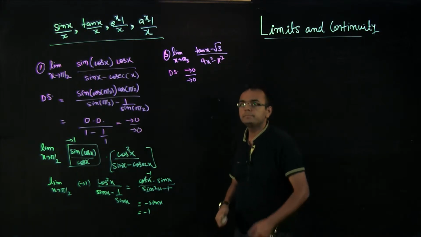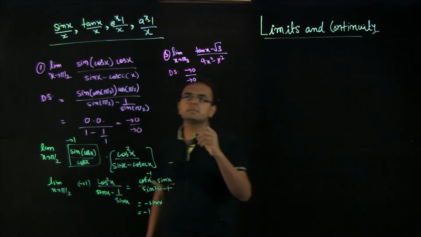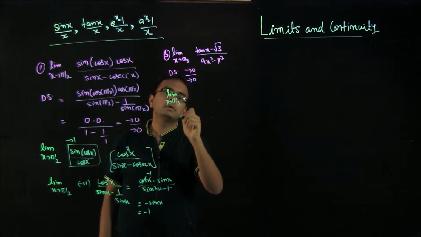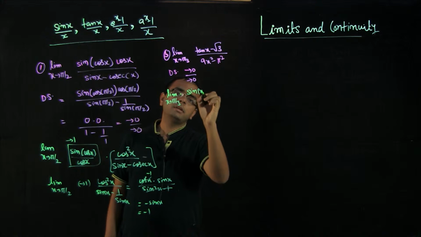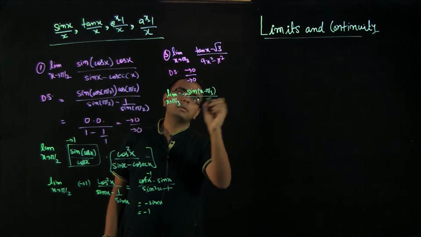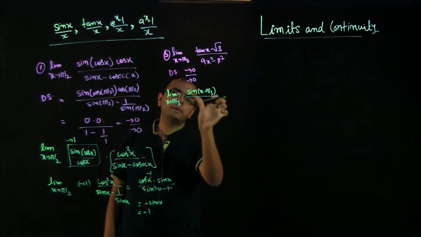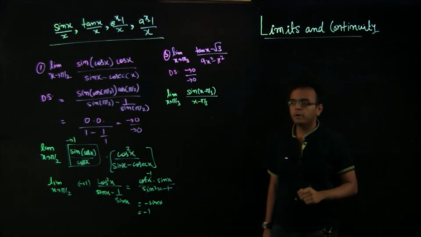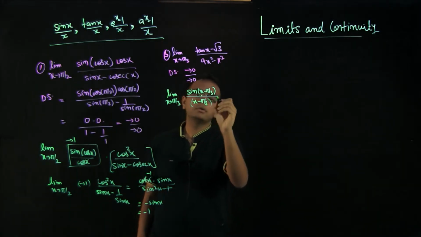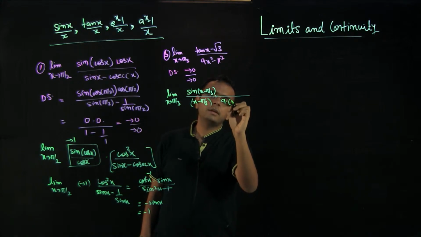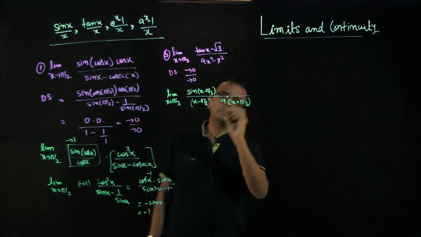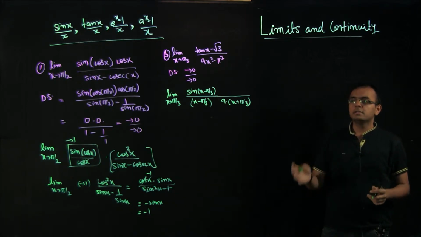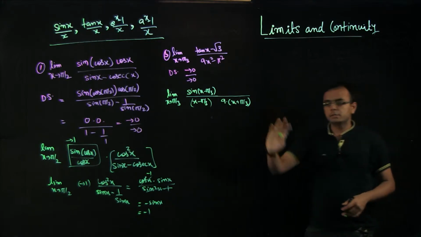So what I will do is I will artificially create sin of x minus pi by 3, and I'll create x minus pi by 3 here. Now you can quickly spot that the denominator is very easy to manipulate here. It is 9 into x plus pi by 3. But what do we do for sin x minus pi by 3? How do we create sin of x minus pi by 3 from tan x minus root 3? So we can do that too.